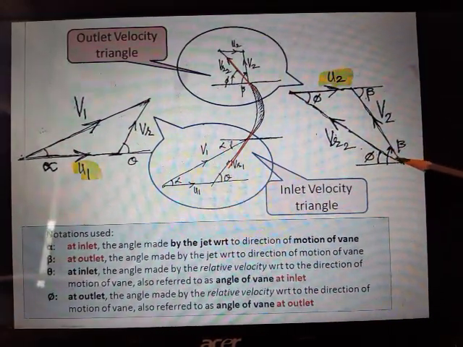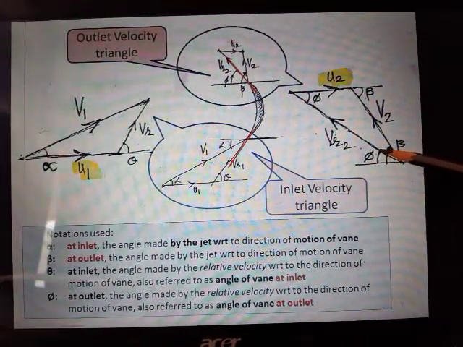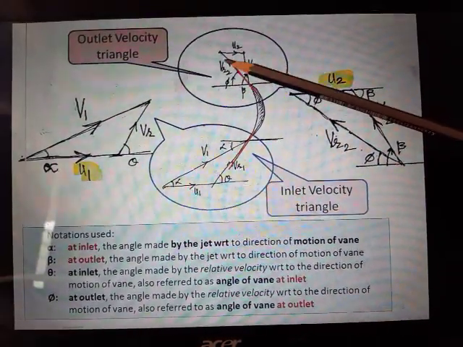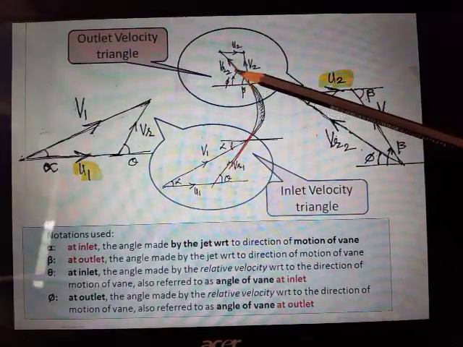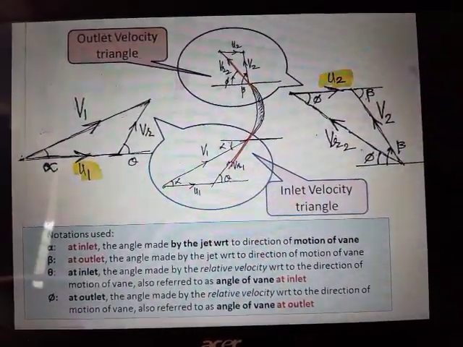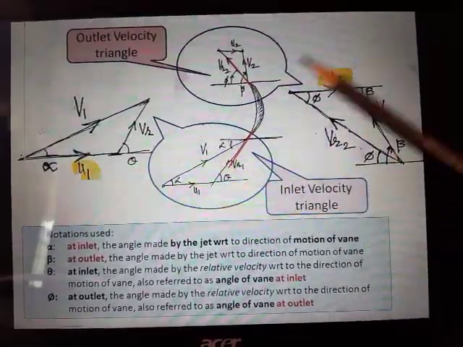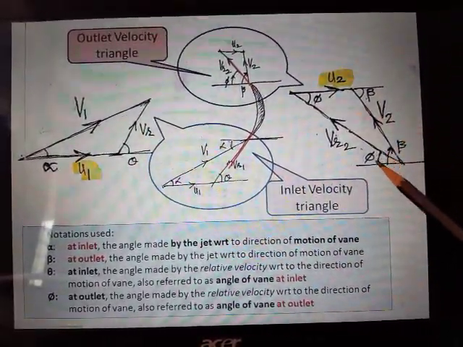Similarly here, the relative velocity is making an angle of phi. So here the red line makes an angle of phi. That is the angle of vane at the outlet. Now phi and theta are counterparts, one at the inlet, one at the outlet.